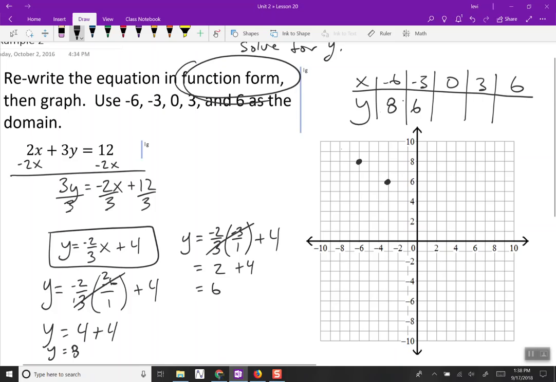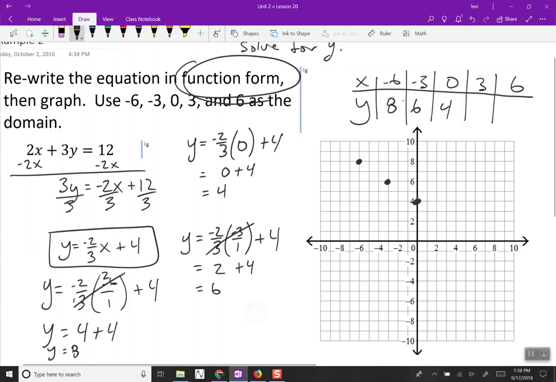Our next one, 0. y equals negative 2/3 times 0 plus 4. Well, anything times 0 makes 0. So that's 0 plus 4, which makes 4. So (0, 4) is our point. That would be right there.